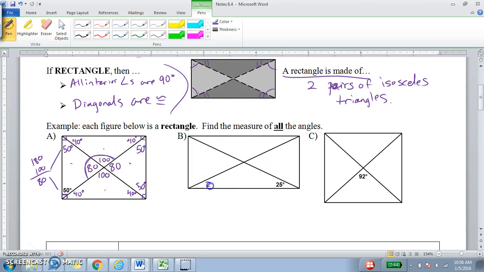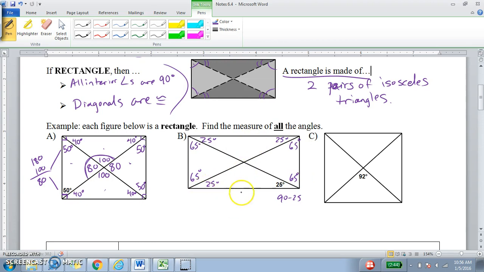Same thing over here, start with 25. So we've got 25 in all of these spots. To find the other one, we would take 90 minus 25, which is going to give us 65. So we've got 65 in all of these spots.